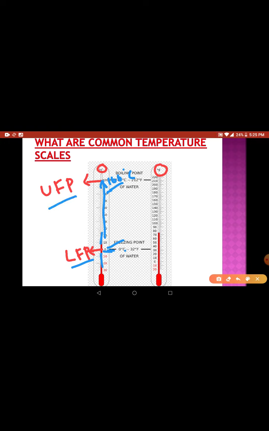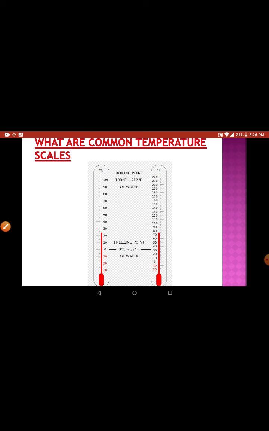So we got a lower fixed point and an upper fixed point, and in between we divide the gap into 100 equal parts. All this gap is divided into 100 equal parts. Each interval indicates 1 degree. So we got from 0 degrees Celsius to 100 degrees Celsius. In this way we design a thermometer.